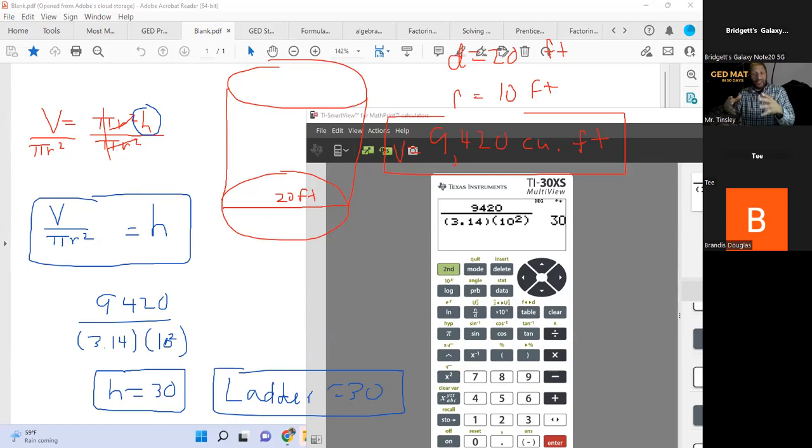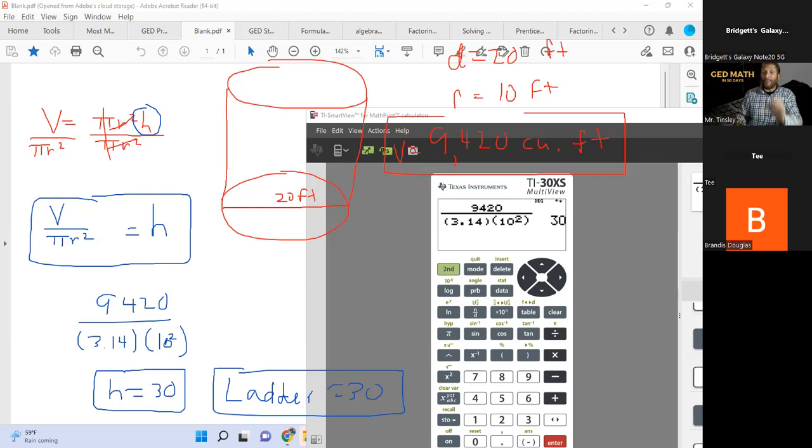So again, one of the things you got to remember, every time you come to a question on a practice test, first of all, you identify your givens. What did they give you? They give you the volume, and they give you the width of the cylinder. They didn't say the diameter is 20, but you got to know that how wide something is in a circle is the same as the diameter. So they just use different vocabulary to say the same thing.